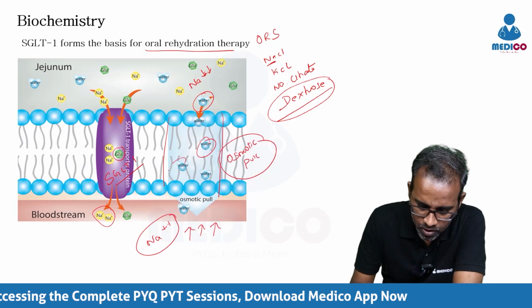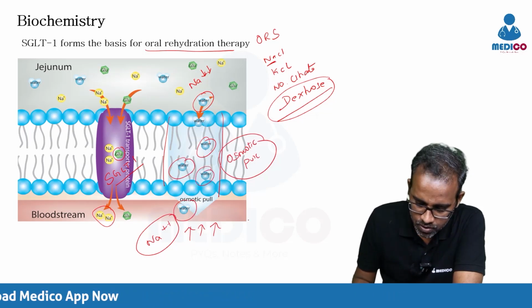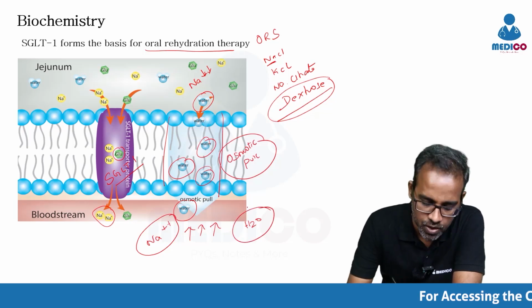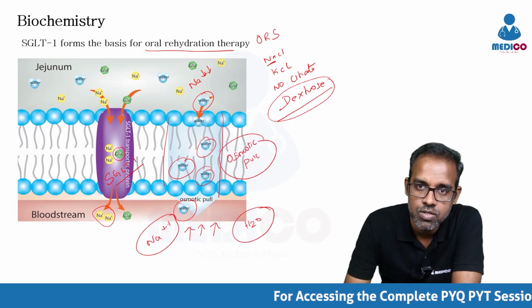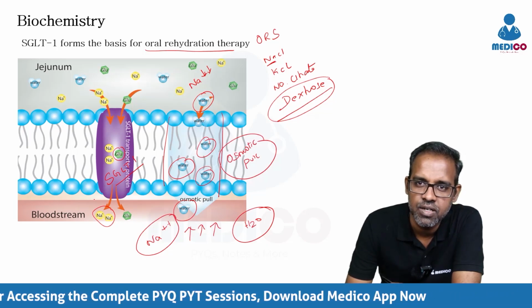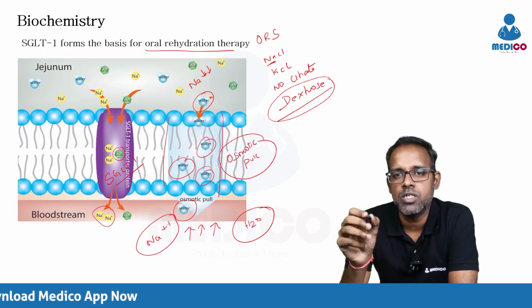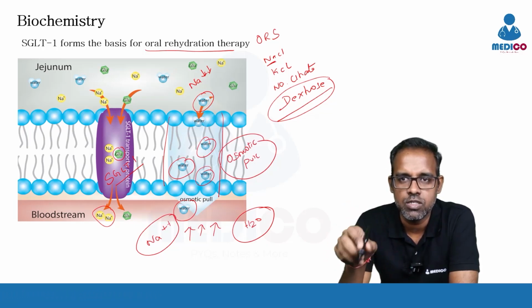So this pulls all water molecules into the blood. So that's how water is replenished. If you don't have sodium, if you don't take glucose, the sodium will come inside, but the amount of sodium that's going to come inside is going to be very low. So that's the concept of having glucose in the ORS powder.